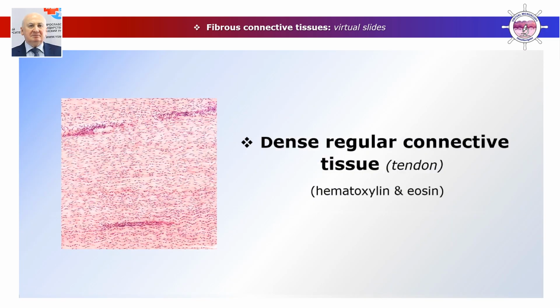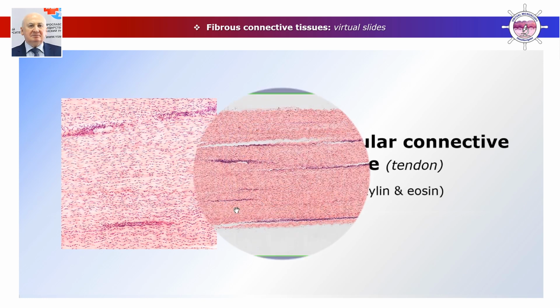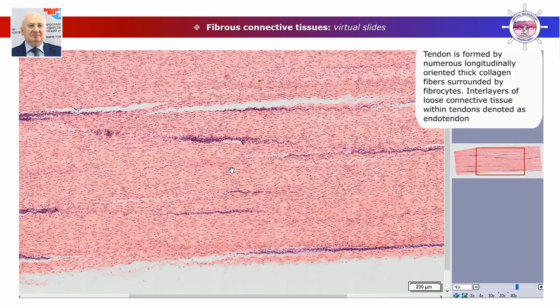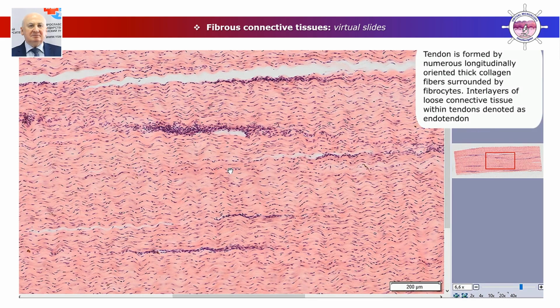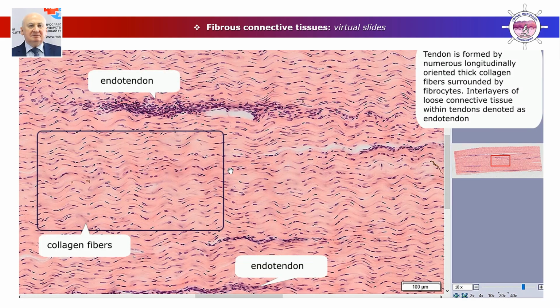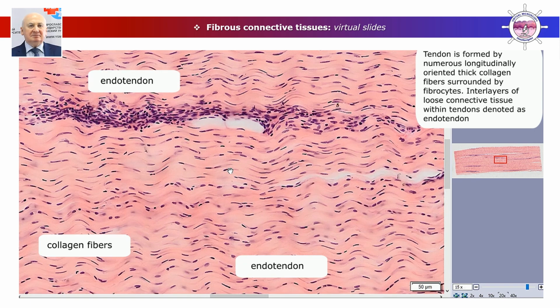The dense regular connective tissue consists mainly of not numerous fibrocytes and densely packed bundles of collagen fibers forming parallel structures of great tensile strength. The tendon is formed by numerous longitudinally oriented thick collagen fibers surrounded by fibrocytes. Interlayers of loose connective tissue within tendons are denoted as endotendon.